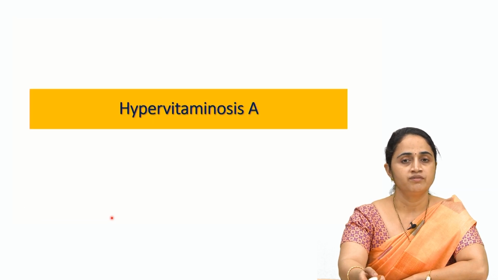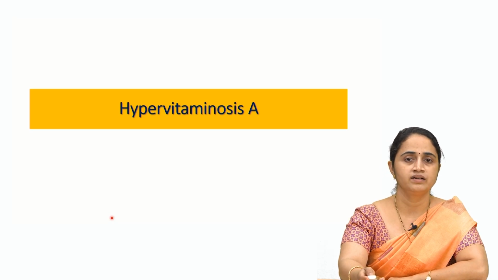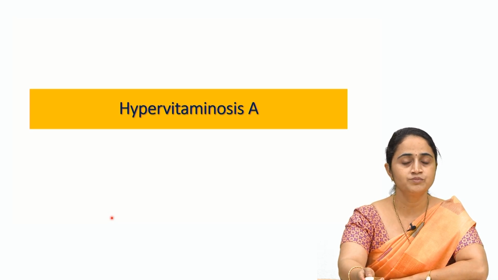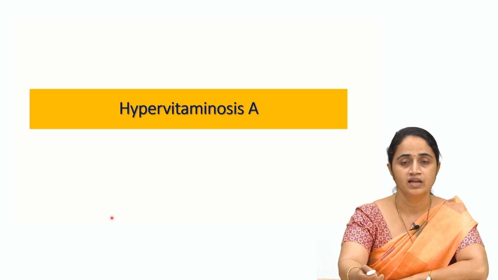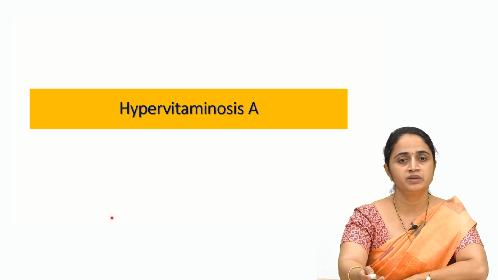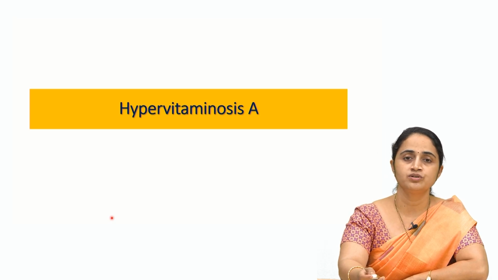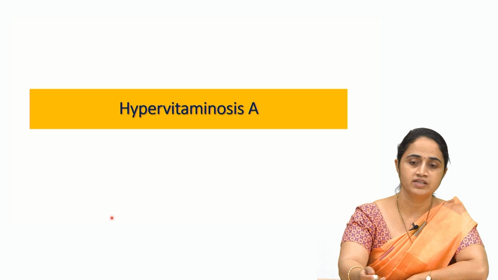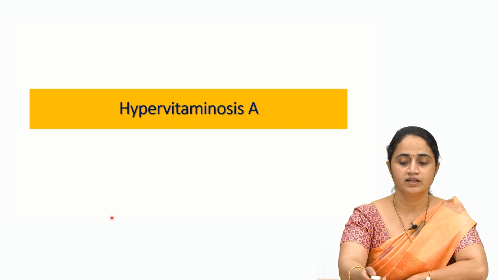Moving on to hypervitaminosis, this is a small part where the overconsumption of vitamin A leads to hypervitaminosis. Why is it studied with vitamin A? Because vitamin A is a fat soluble vitamin and consumption of a lot of vitamin A will lead to its deposition in various parts of the body. So, that may have certain other symptoms.